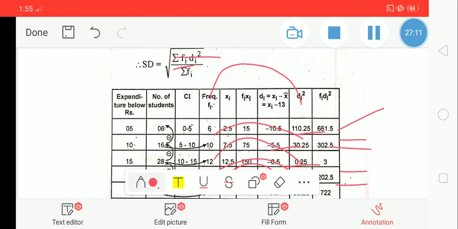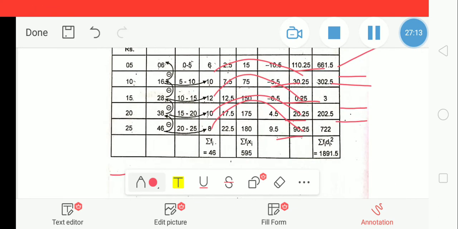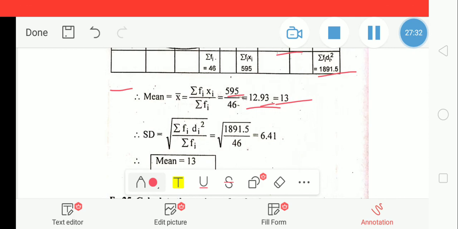Now the summation of fi di square. So this is 661.5 plus 302.5 plus 3 plus 202.5 plus 722. So that gives 1891.5. So put the value in this one.